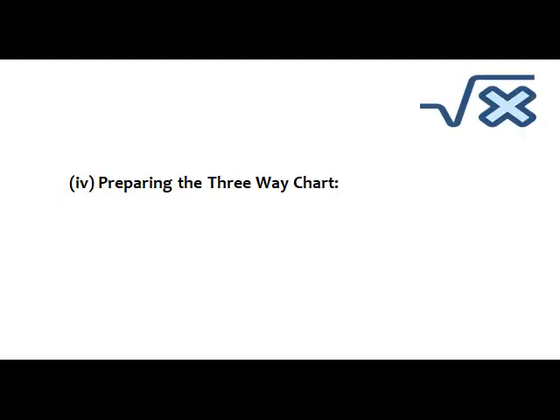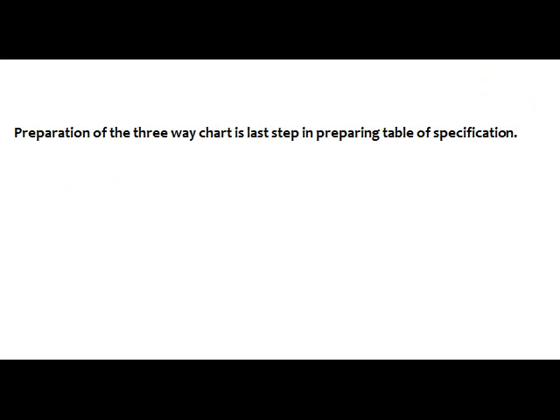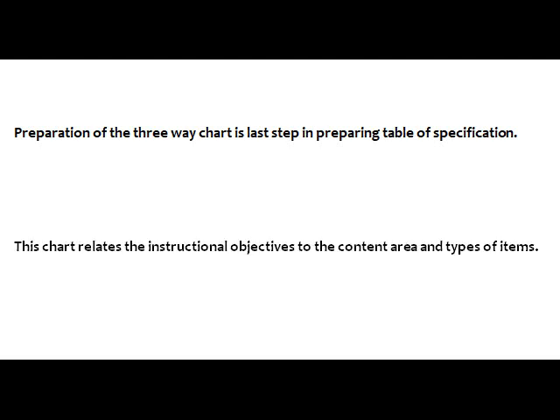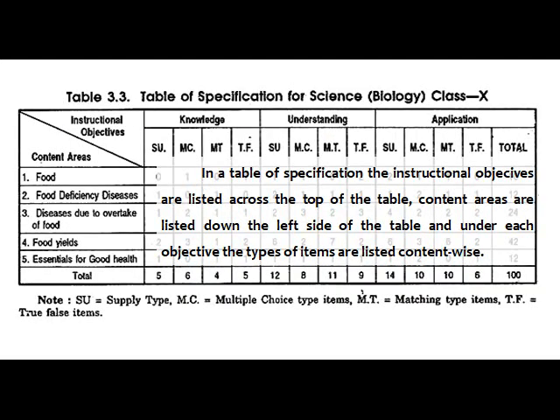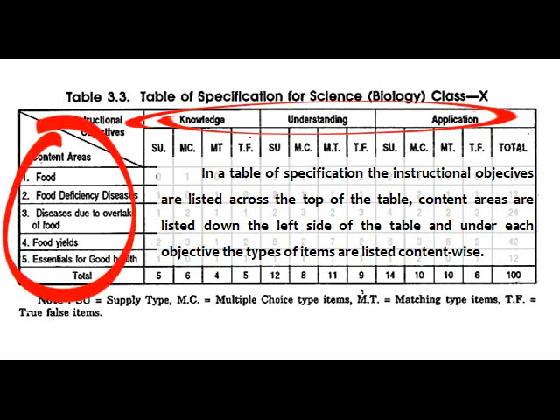Preparing the three-way chart. Preparation of the three-way chart is the last step in preparing the table of specification. This chart relates the instructional objectives to the content area and types of items. In a table of specification, the instructional objectives are listed across the top of the table, content areas are listed down the left side of the table, and under each objective the types of items are listed content-wise.